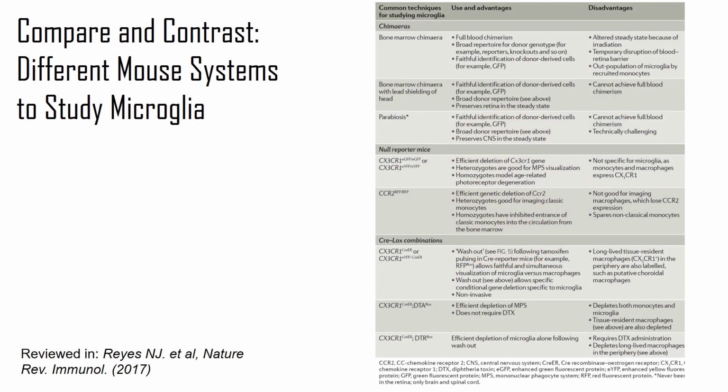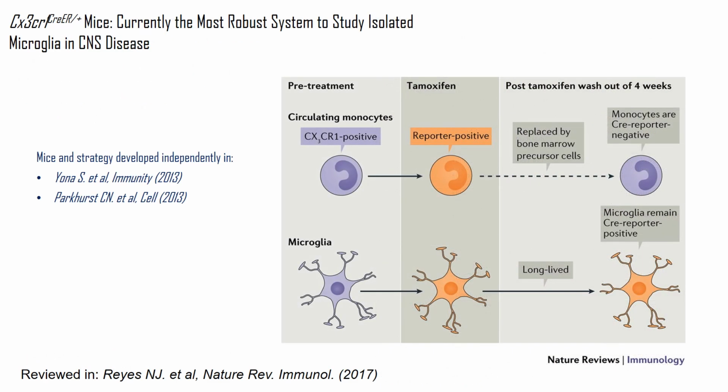I'm just going to flash up a table which was published with the reference below, simply comparing and contrasting, showing the advantages and disadvantages of different mouse systems to study the microglia, which you can return back to at any given time. By far, the most robust system is the CX3CR1 Cre-ER mouse, which was developed by two different labs shown in the references below.